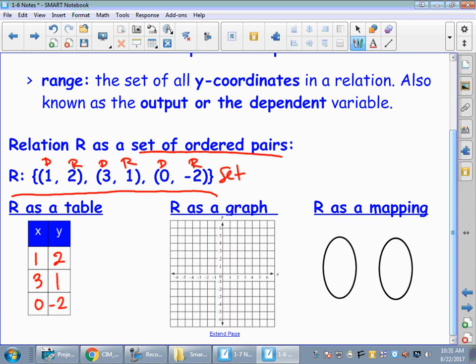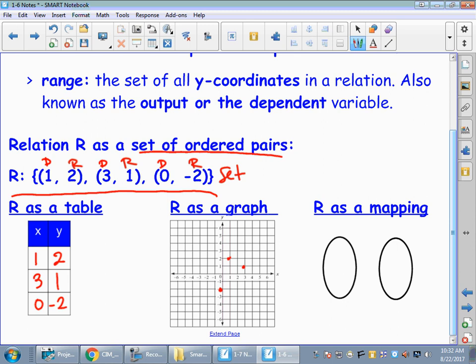If you want to represent relation R as a graph, you plot those points. So I'll go over 1 to the right, up 2. There's 1 point. Over 3 to the right, up 1. And 0, down 2. You do not connect them. There's a reason we connect dots in algebra, and it's not to draw a picture. These are unrelated. There were 3 ordered pairs in the set, there are 3 ordered pairs in the table, and there are 3 ordered pairs on the graph.